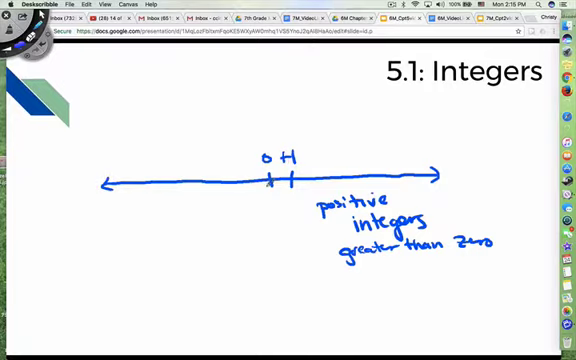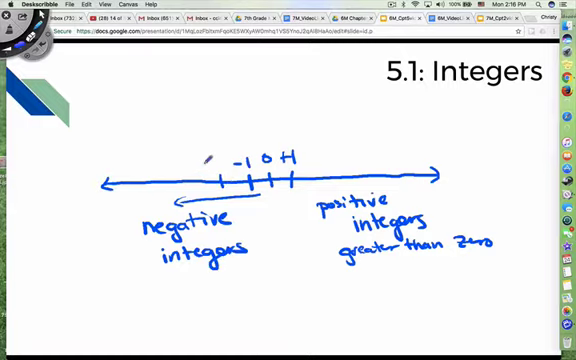It's a positive 1. However, the negative side, from here over, these are the negative integers, and we always put the negative sign in front of these. So this would be negative 1, negative 2, etc. You read it as negative 2. You don't just say 2 or minus 2. You say negative 2, if you were talking about this one. A little bit of vocabulary for you.